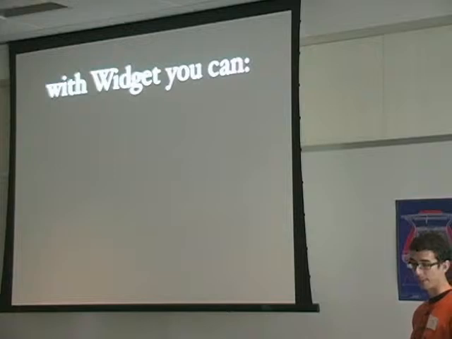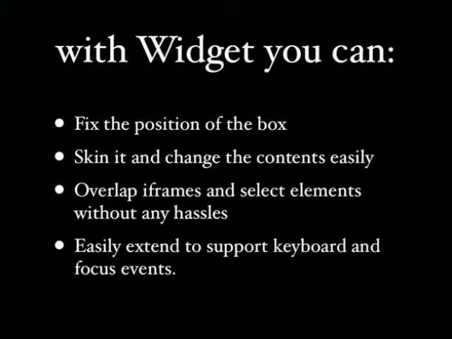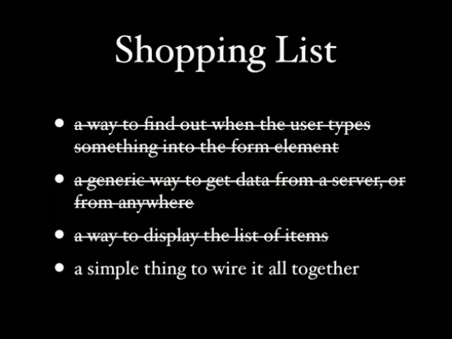So the thing about putting stuff in a box is that it makes things a lot easier to manage, right? That's why moving companies do it. We can fix the position of the box. We can skin it and decorate it to change and we can change the contents fairly easily. You can overlap anything. It does the shimming and all that messiness for you. And there's real easy ways to extend it for keyboard and focus events to handle that. So that's going to be the way that we display the list of items. Now what we need is a simple thing to wire it all together, right? A way to say, just attach this to this element, and then it becomes an autocomplete.